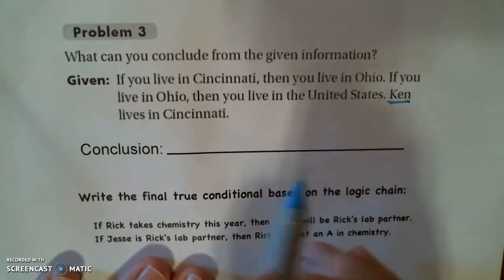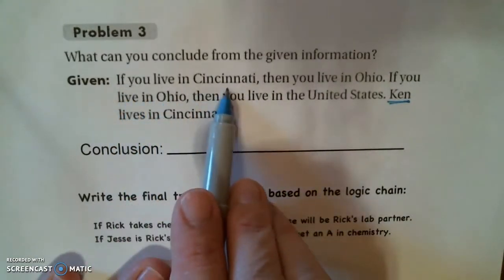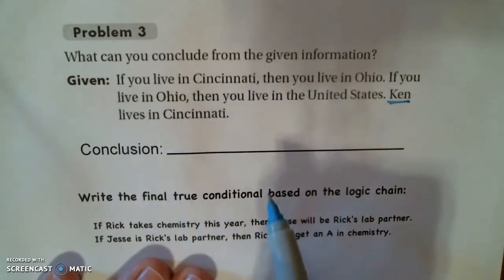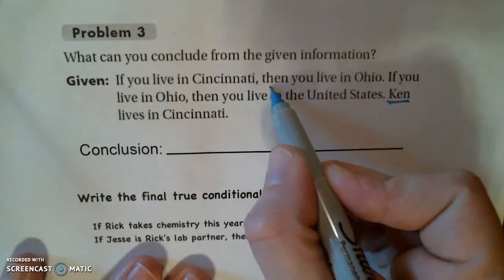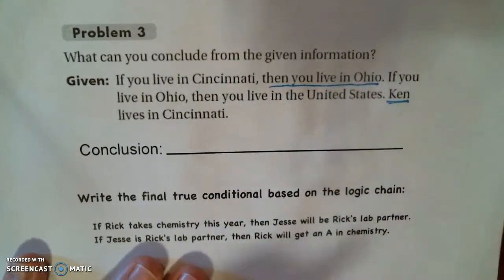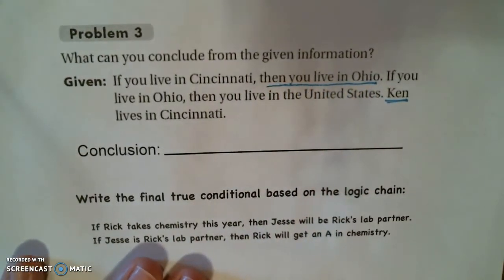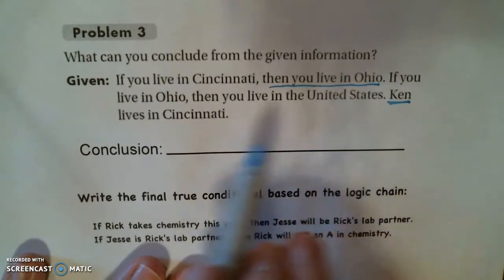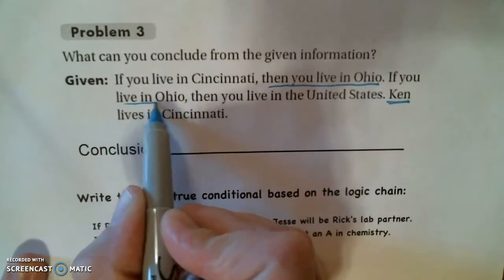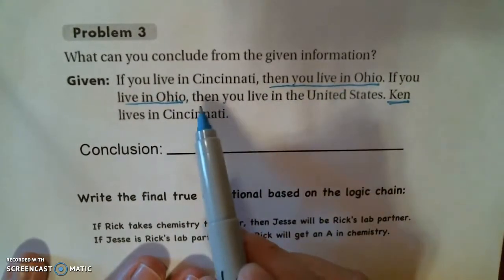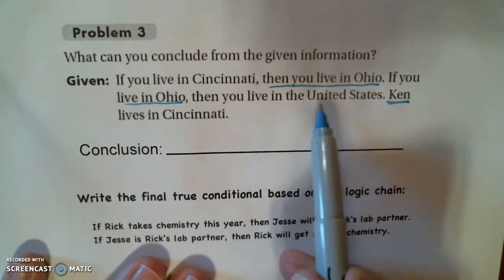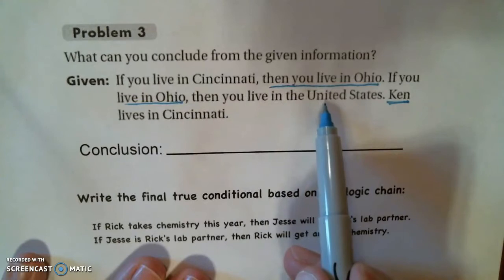So the statements are, if you live in Cincinnati, then you live in Ohio. Now, in order to make a conclusion, the if part of the next sentence has to be something about us living in Ohio. If you live in Ohio, so there's our chain. This is the connection. If you live in Ohio, then you live in the United States.